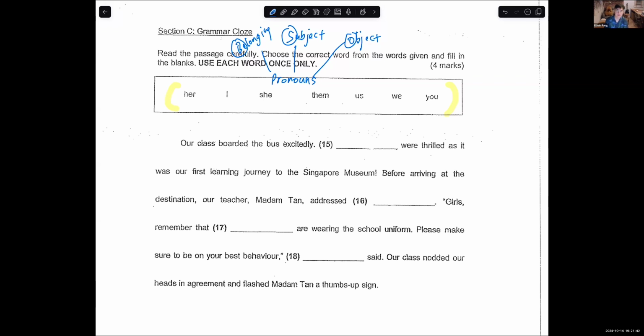Kaylen, go. Belonging? No, it's not. It's not belonging. Belonging is hers with an S. There's no S there. It's her, right? So it's not belonging. Andrea? Object, very good, right? I gave her. So did she give? No, I gave. So her is object.